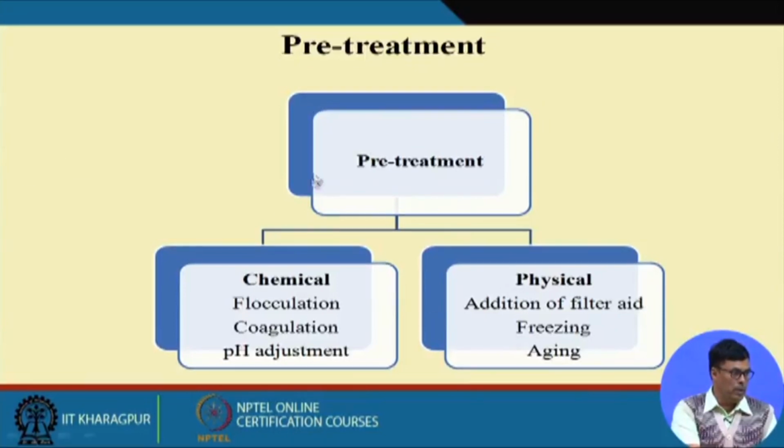Now pre-treatment has two types: chemical and physical. In chemical, we have flocculation, coagulation and pH adjustment, and in physical we have addition of filter aid, freezing or aging. So let me explain flocculation. Flocculation is floc formation, as we know from the activated sludge process, particularly for bacterial culture. The size of bacteria is 0.5 to 2 microns. Since the bacterial size is very small, they are very difficult to separate out during the sedimentation process.